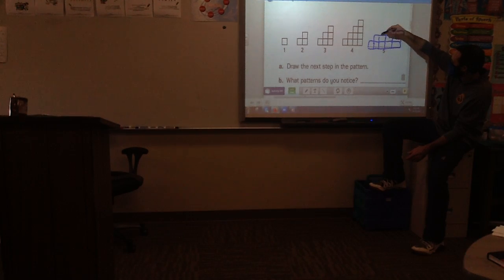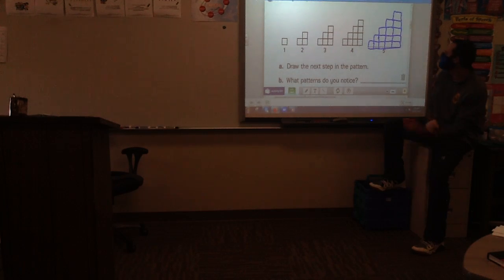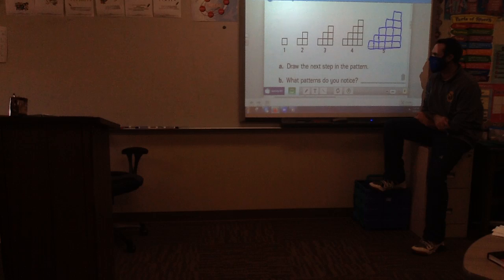4, and then 3, 2, and then 1. Excellent. Porter, I think you did a really good job of explaining that to us. So now we want to look at what pattern we see, or how can we explain the pattern. That might be a little hard to put into words.